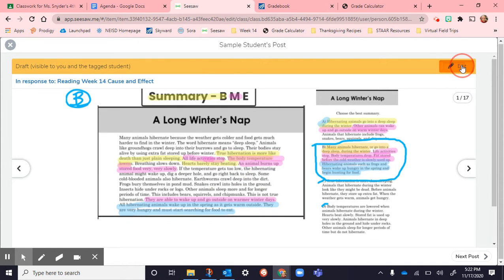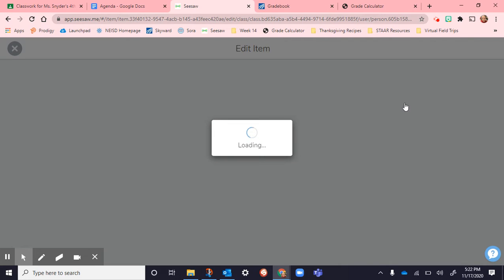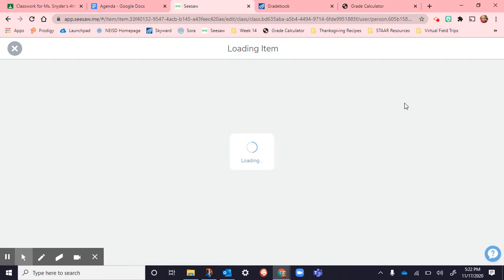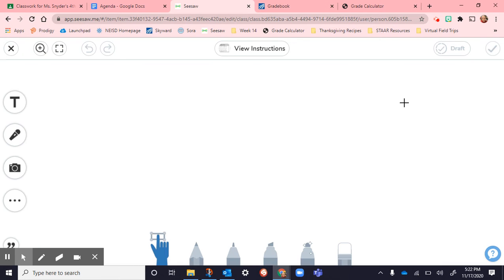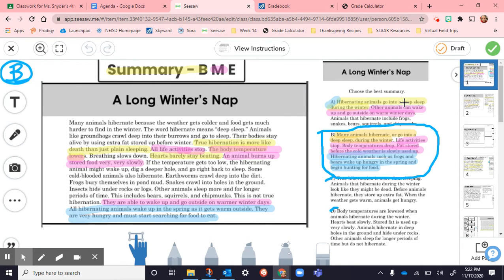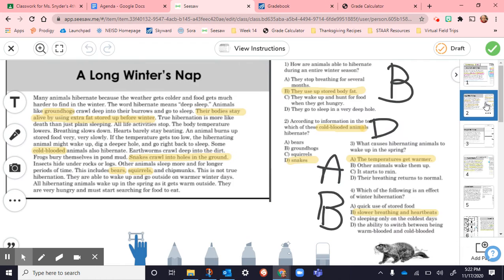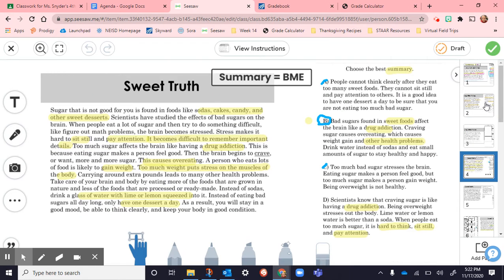All right, so we were on page 4. So we read the story called Sweet Tooth, and we looked and we found the summary.